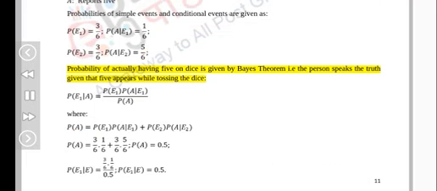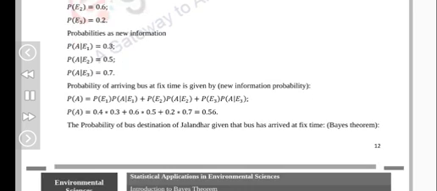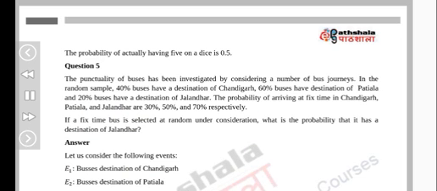The probability of actually having 5 on the dice is given by Bayes' theorem, i.e. the person speaks the truth given that 5 appears while tossing the dice. P(E1|A) equals P(E1)P(A|E1)/P(A), where P(A) equals P(E1)P(A|E1) plus P(E2)P(A|E2), equals 3/6 times 1/6 plus 3/6 times 5/6. P(A) equals 0.5. P(E1|A) equals 3/6 times 1/6 divided by 0.5, equals 0.5/12. The probability of actually having 5 on a dice is 0.5.